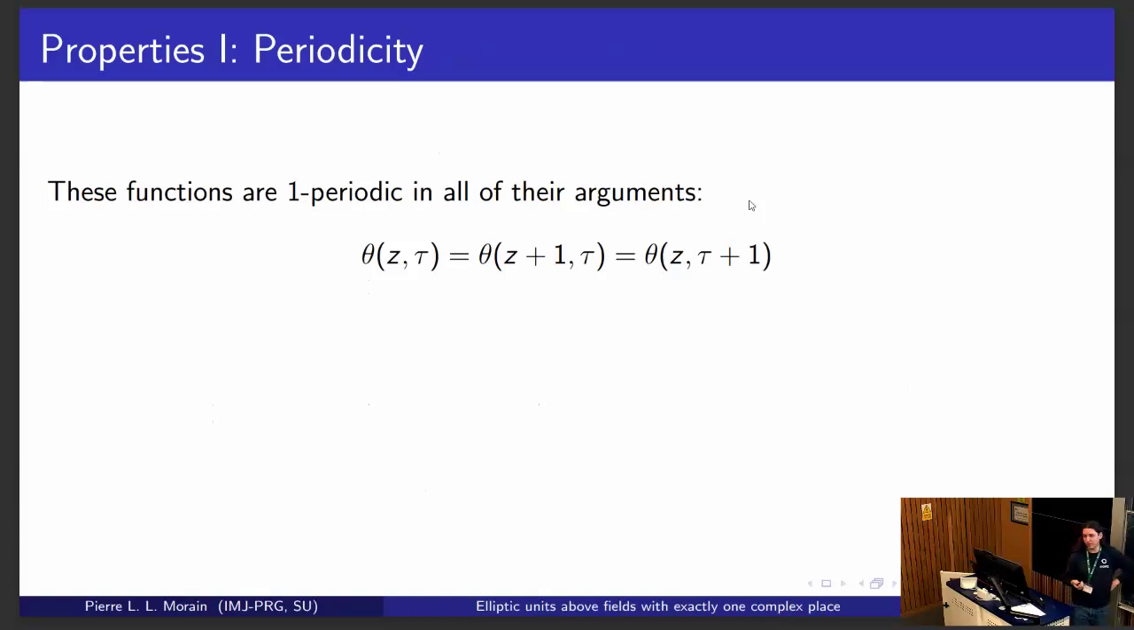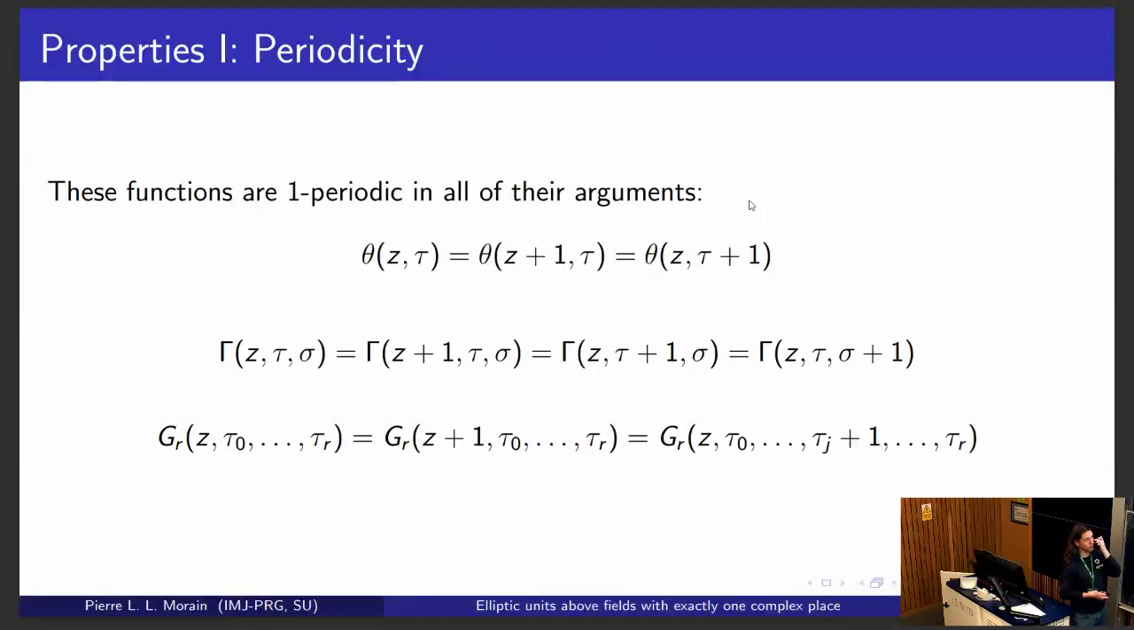Now I'm going to review the properties of the G_r functions. I'm going to show what it is for the theta and gamma functions, and then for the G_r functions. What I should have mentioned is that theta is exactly the G_0 function, and the elliptic gamma function is the G_1 function. So what's really new here is G_2, G_3, and so on. The first property is that they have to be periodic in all their arguments, but this is quite straightforward because these functions are given via Fourier series expansions, Fourier products. So they are periodic with period 1 in all the arguments.